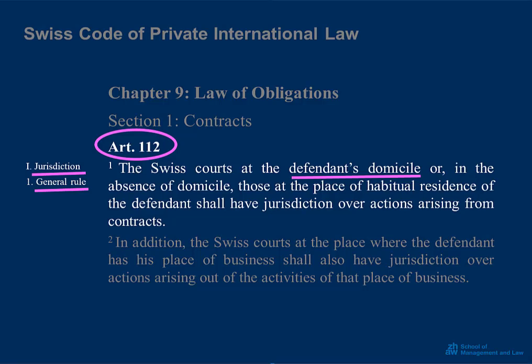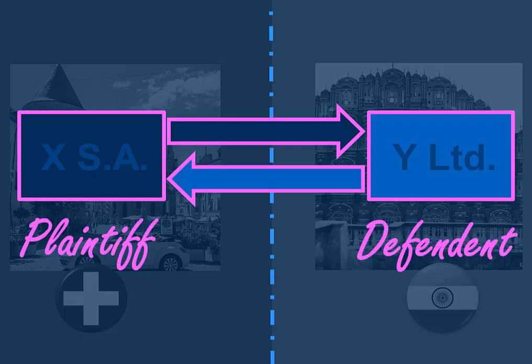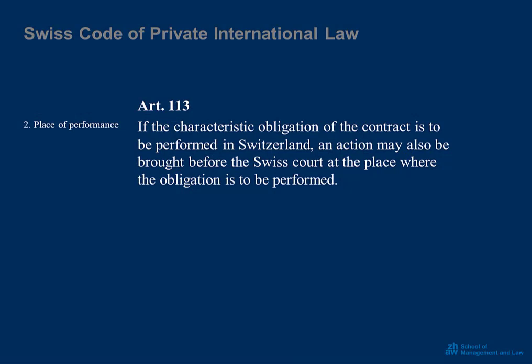But does it help in our case? Who is the defendant in our case? Well, since XSA wants to sue Y Limited, XSA is the plaintiff, not the defendant. So Article 112 is not helpful in our case in order to establish the jurisdiction of a Swiss court in Yverdon. Let's move further to the next article, Article 113.